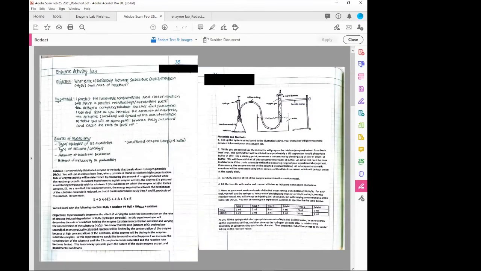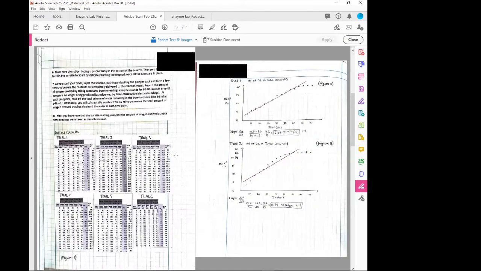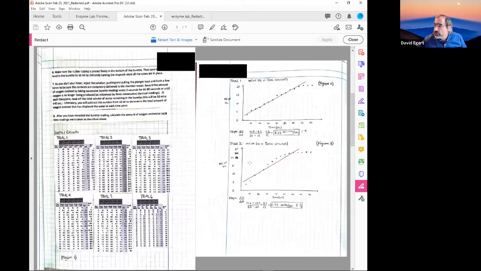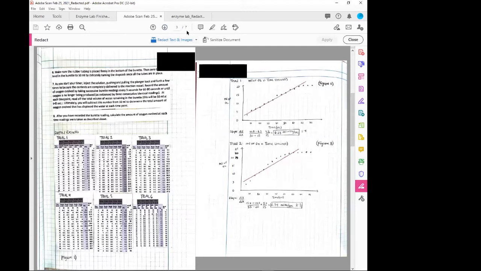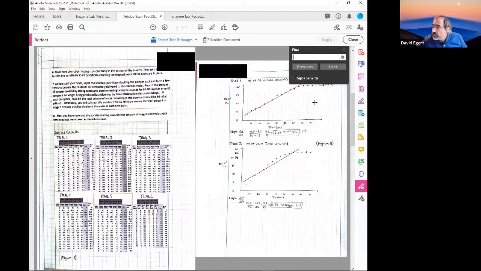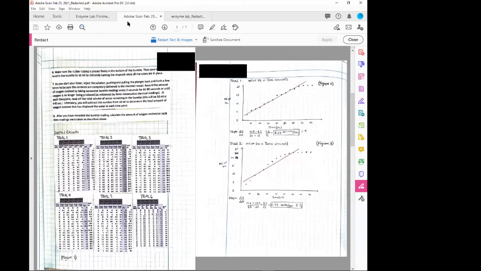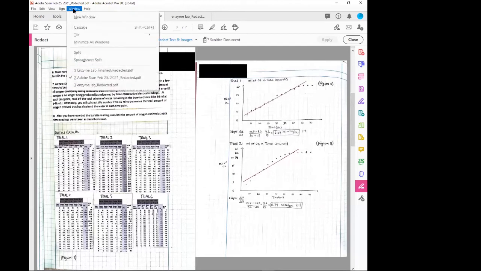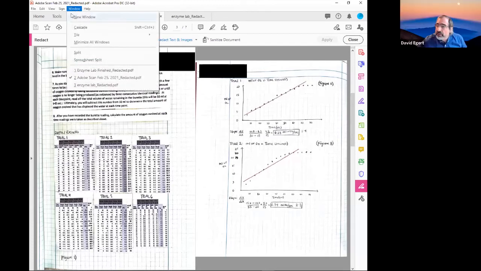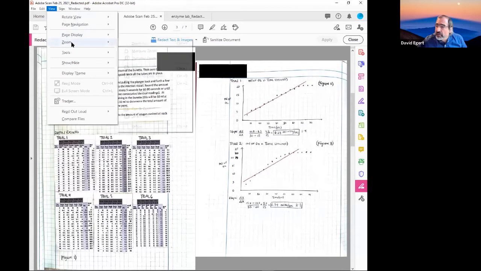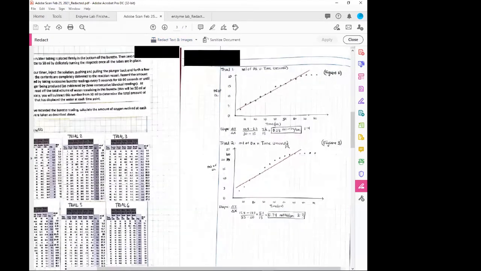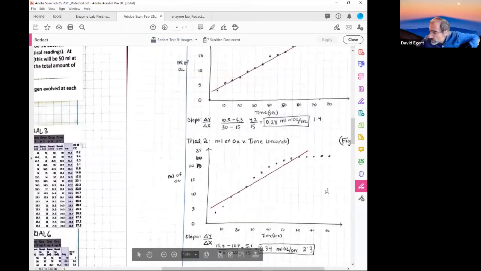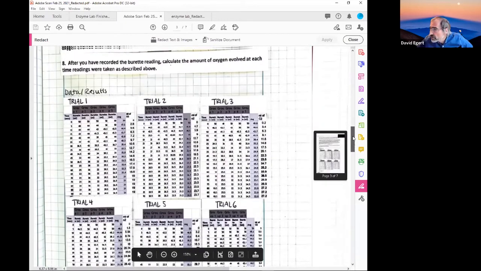So let's look at this person. This person chose to draw each one of the graphs separately, which makes it easier to see and to draw, although you don't get that nice comparison where you can see them all together on the same thing. However, we're going to run into some issues here.